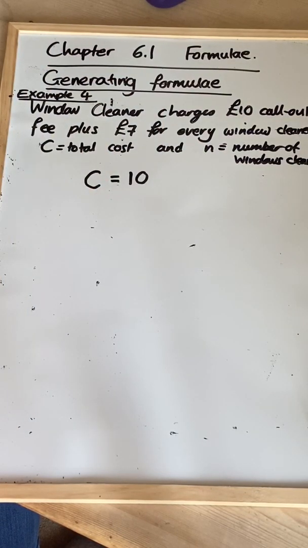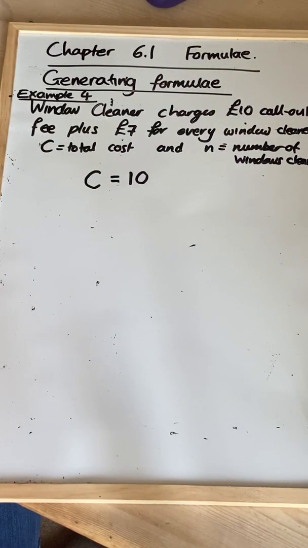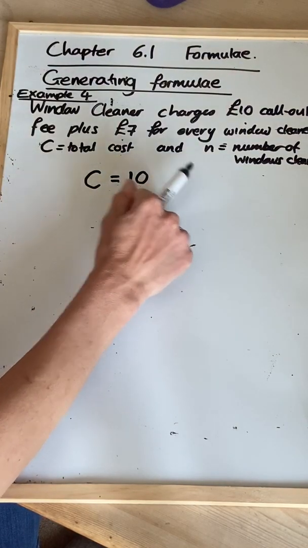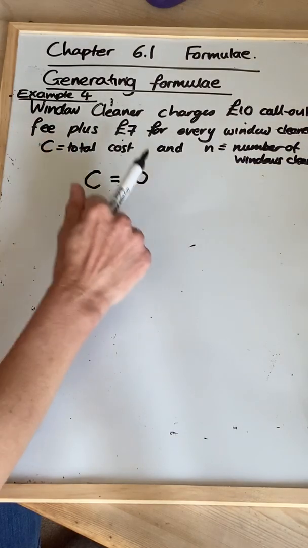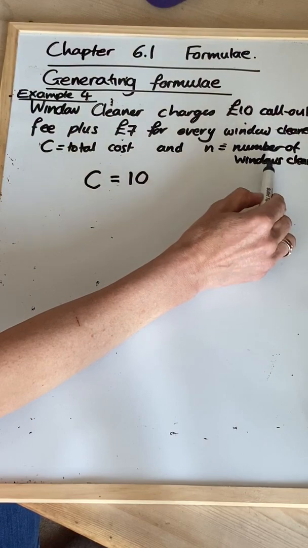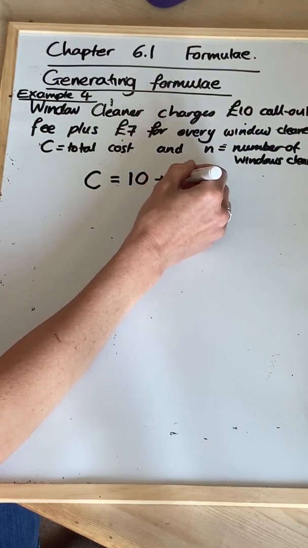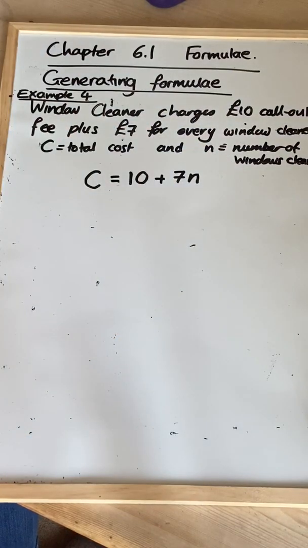And then they're going to charge us £7 for every window cleaned. Now, if they're just cleaning one window, that will be 10 plus 7. If they are doing 2 windows, it will be 10 plus 2 times 7. 3 windows, 10 plus 3 times 7, etc. So the number of windows cleaned is always going to be multiplied by the 7, the cost for each window.